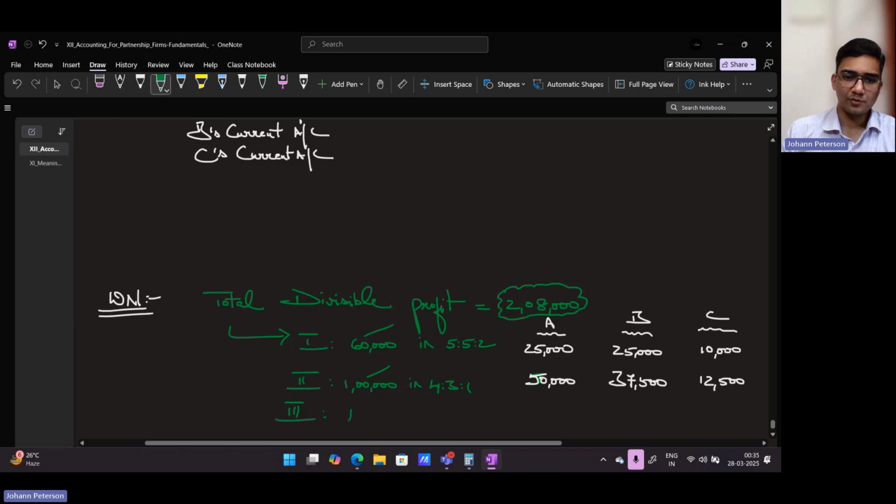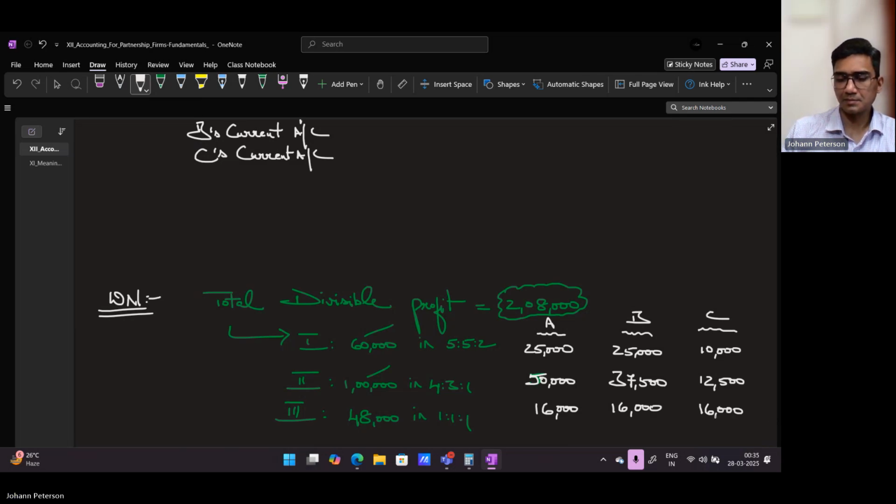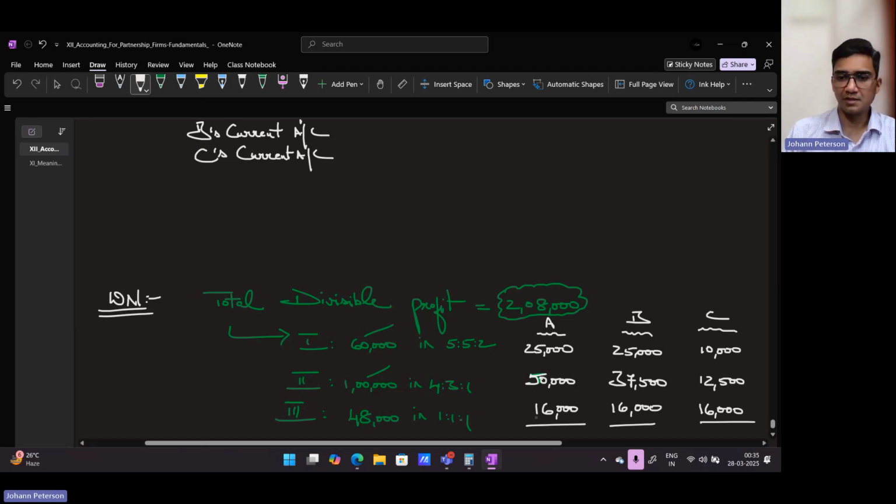And it is saying 48,000 in 1 is to 1 is to 1. So 48 divided by 3 will be 16,000. So here we will put 16,000, 16 and 16. Now let's total. So 50 and 25 makes it 75, 75, 85, 85 and 6, 85 makes it 91. So 91,000.